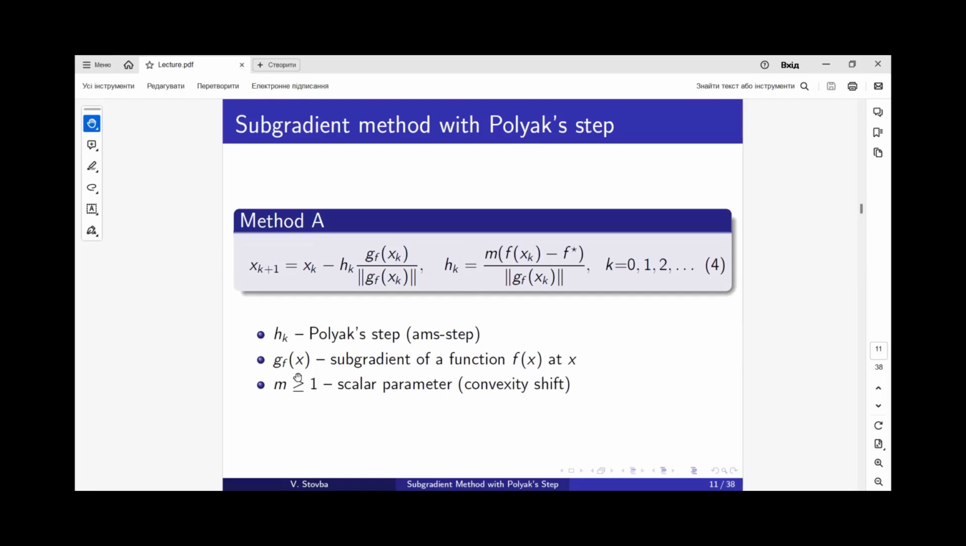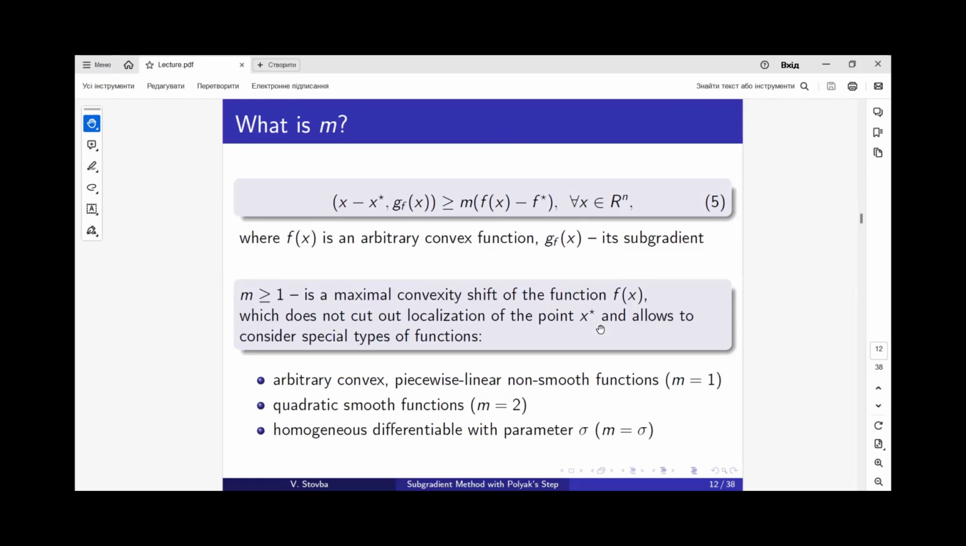Moreover, in this step, we have some scalar multiplier parameter m, which is greater or equal to 1. And this is the convexity shift. Actually, it allows us to accelerate this method for some specific kinds of functions. So what do I mean? We have inequality 5, and we consider arbitrary convex functions for which this inequality holds, where g_f(x) is a subgradient. So this scalar parameter m is a maximal convexity shift of the function f.